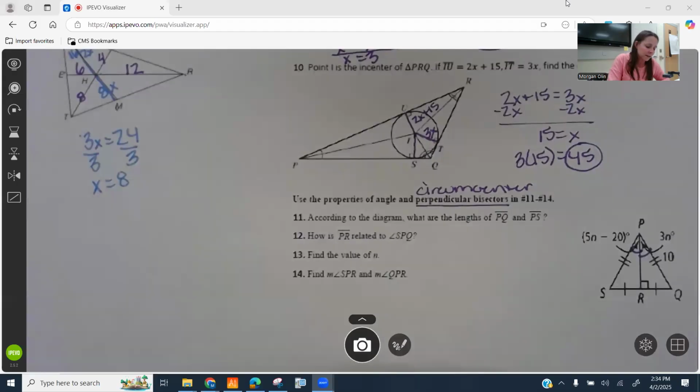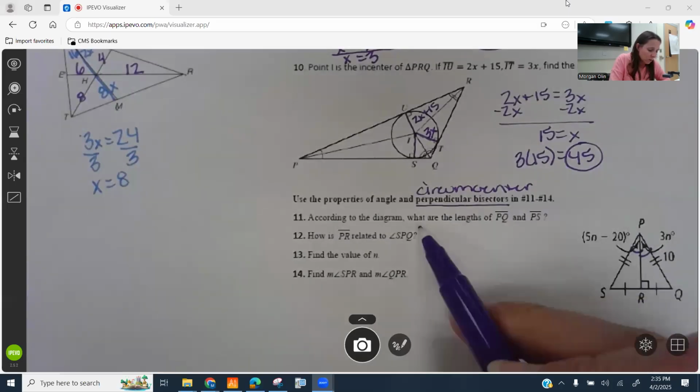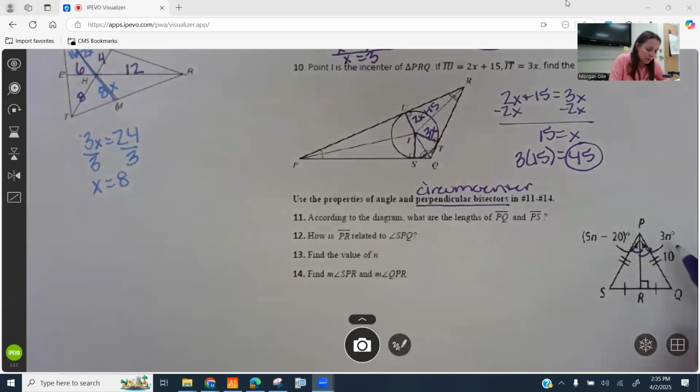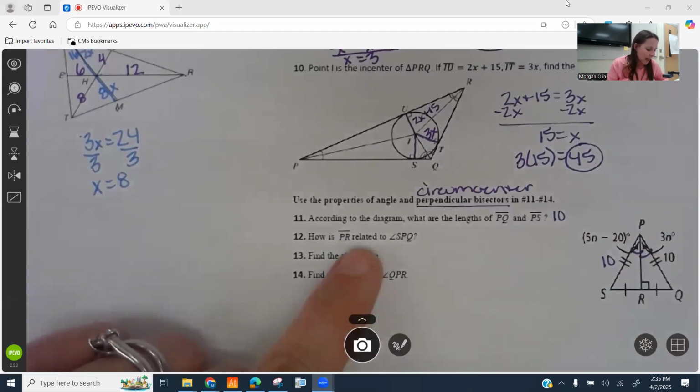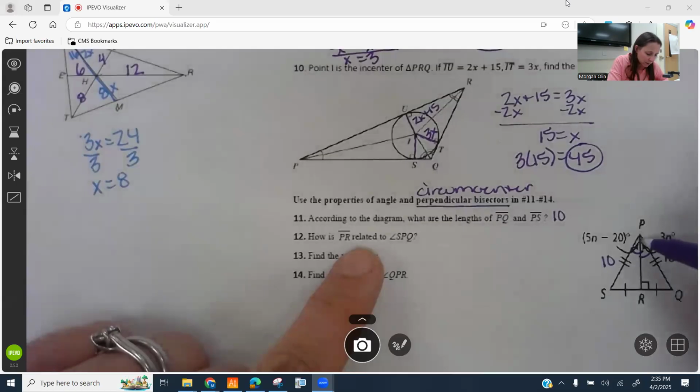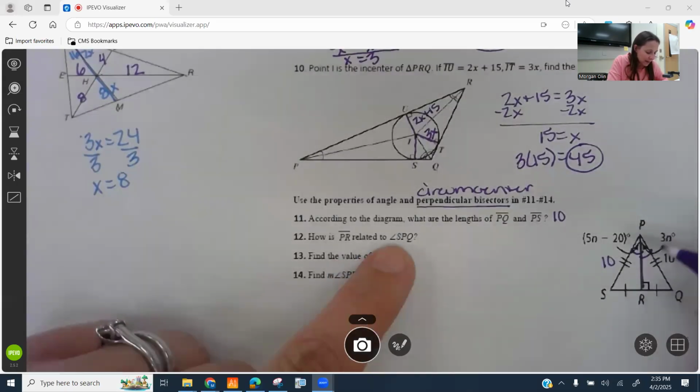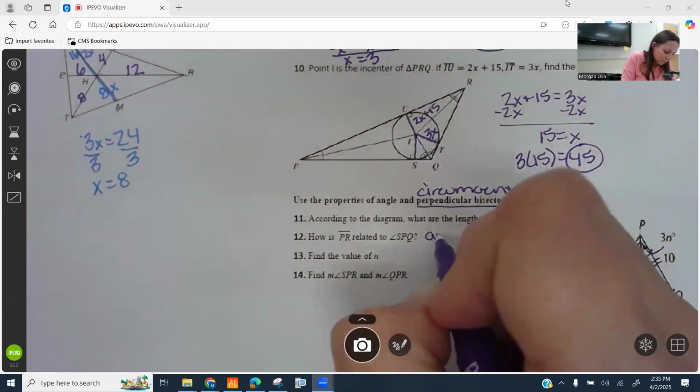Well, what happens is when it does that, these 2 triangles are actually going to be congruent to one another. So here, according to the diagram, the lengths of PQ and PS, well, if that's 10, this is 10. All right. Now, how is PR, this right here, related to angle SPQ? Well, here it is an angle bisector.